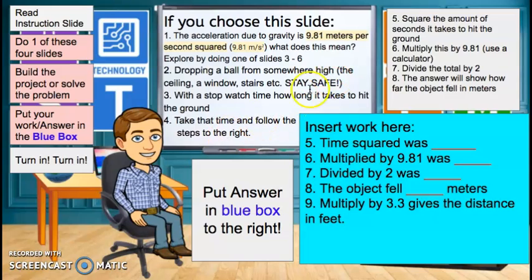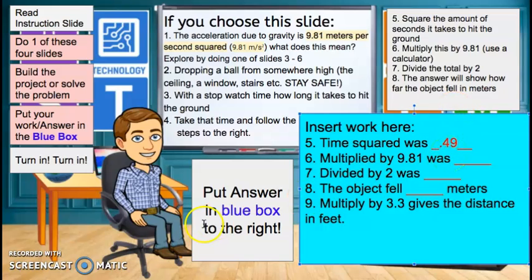So if we go over to step 4, take that time. I used my phone stopwatch and followed the steps to the right. 5, square the amount of seconds it takes to hit the ground. So it took 0.7 seconds for it to go from ceiling to ground. If you square 0.7, that's 0.7 times 0.7, you get 0.49. Okay, so you time it and then square it.